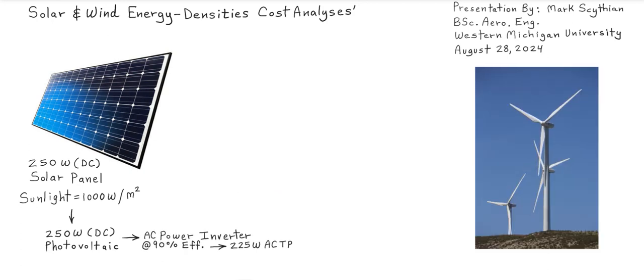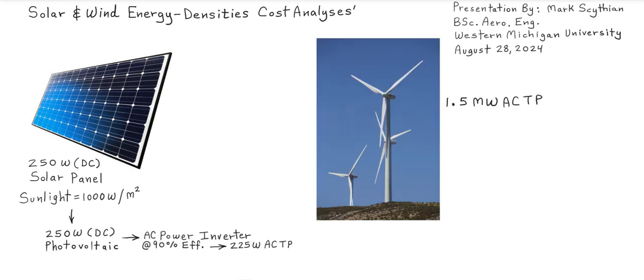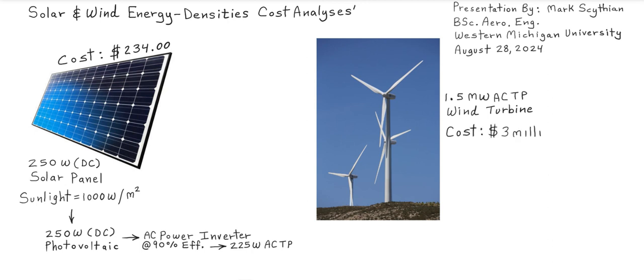So 225 watts of AC true power, which is at the household 110 VAC at 60 cycles per second. So that is usable for household applications. Average cost $234 USD. And then we compare this to the typical commercial wind turbine, and that's 1.5 megawatts of AC true power at a cost of $3 million USD for the wind turbine.